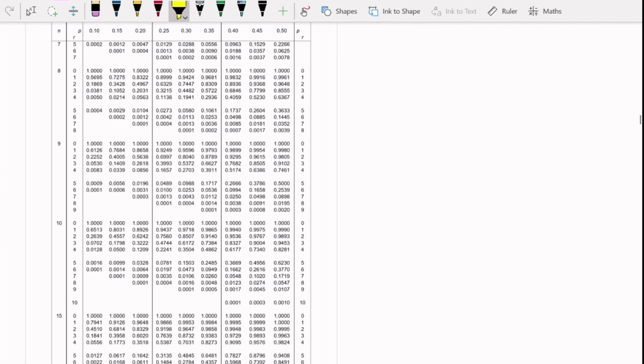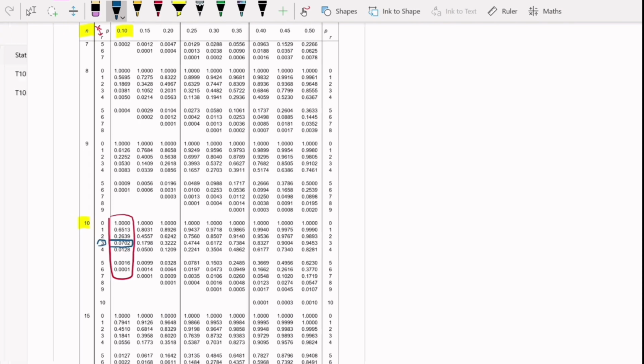Okay, binomial table page 6, n equals 10, p equals 0.1, so we will focus on this column. And now our X equals 3, so this is the value of X. Then X equals 3 is here, and the answer is 0.0702.